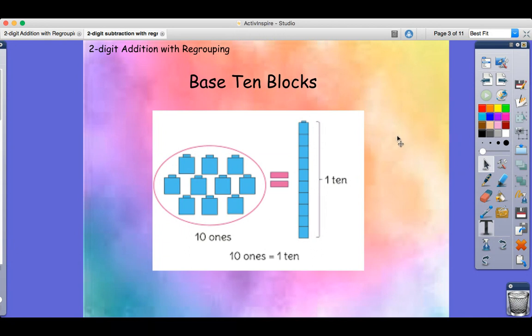When we're working with base 10 blocks for regrouping in subtraction, 10 ones cubes equal 1 tens rod. Okay, that's important for us to know because when we're regrouping in subtraction, we have to break up some of these tens rods into ten ones cubes. Okay, so we need to keep that in mind.